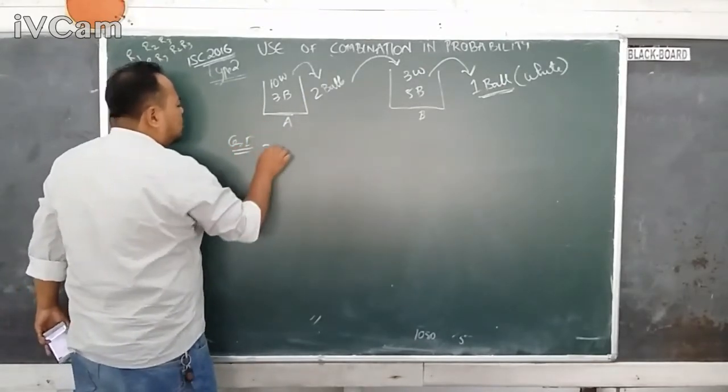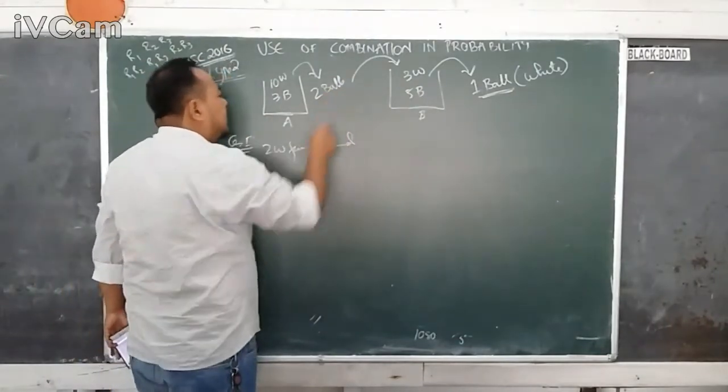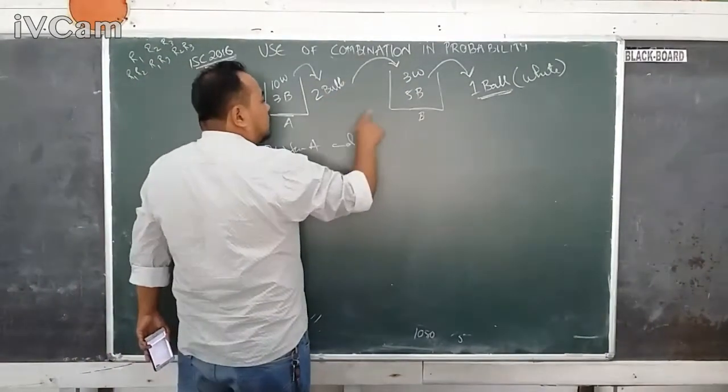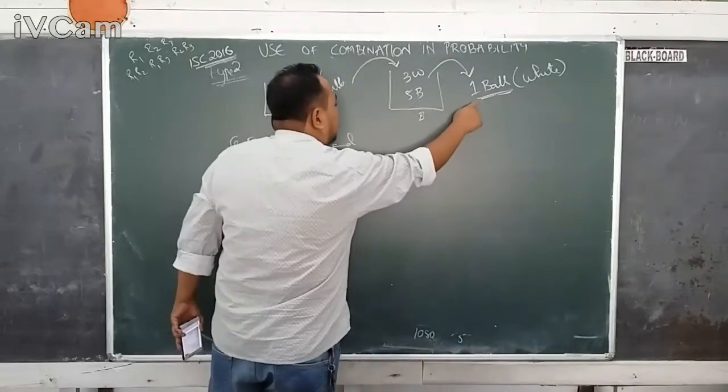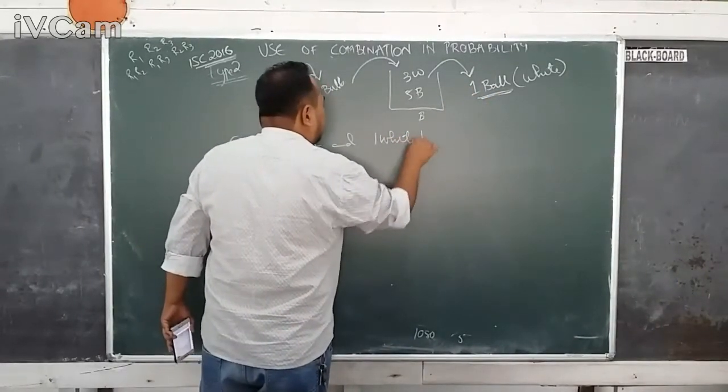So, let us say case 1. In case 1, you took out two white from A, and you are going to take out, what do I need from B? I need one white, isn't it? So, one white from B.